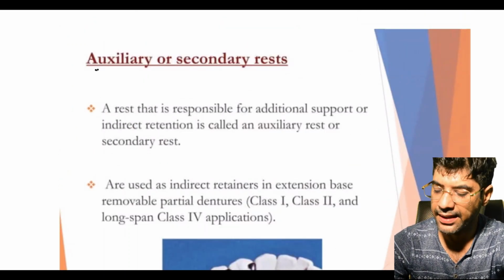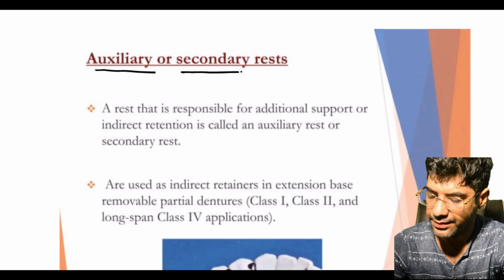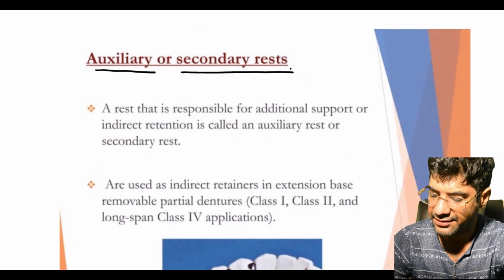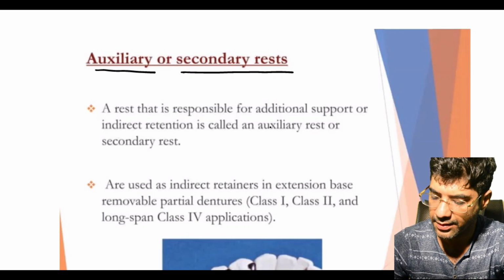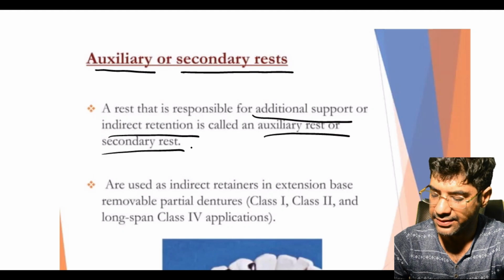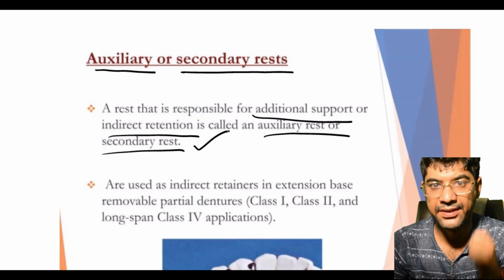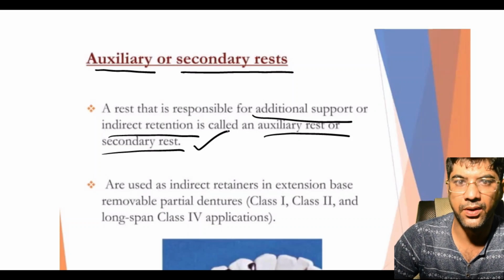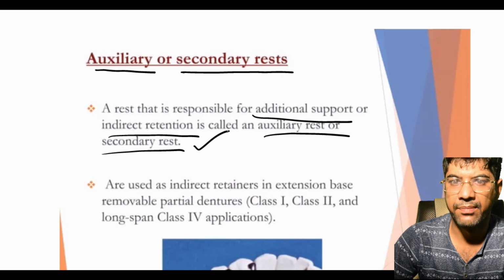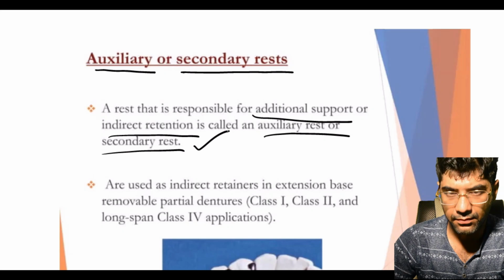The other is the auxiliary rest. The other name for the auxiliary rest is the secondary rest. So the rest that is responsible for additional support or indirect retention is known as the auxiliary or secondary rest. Auxiliary or secondary rests are additional rests that provide extra support or indirect retention to the removable partial denture. So they are not the primary means of support but play a significant role in enhancing the overall stability.